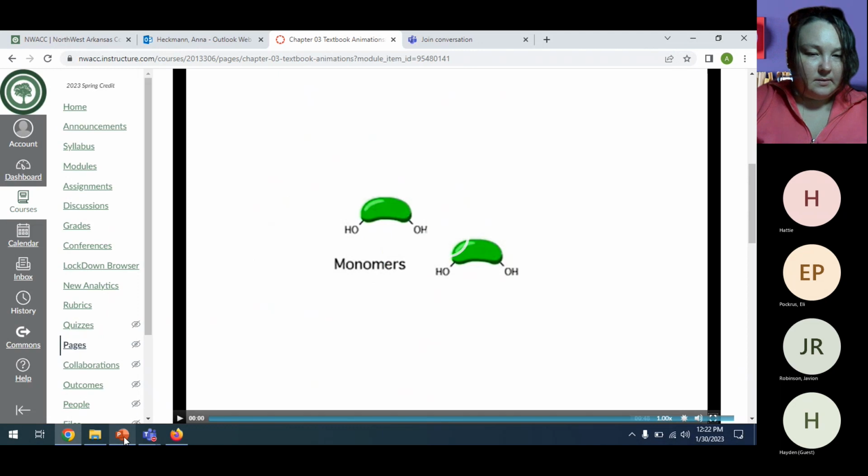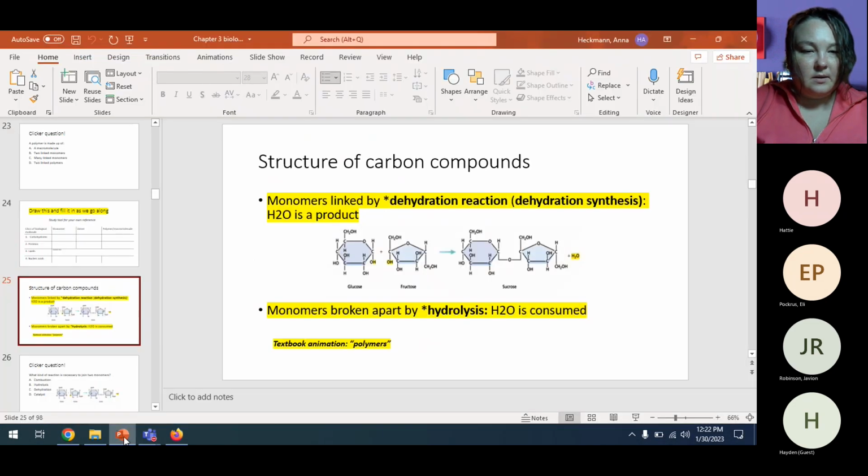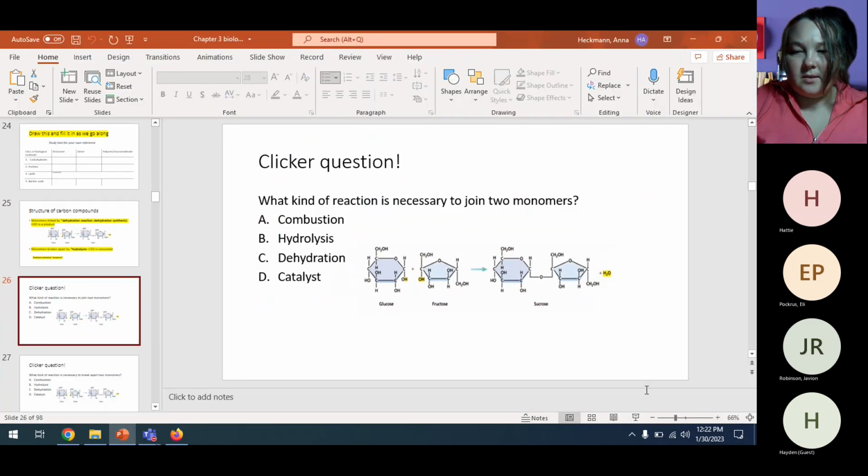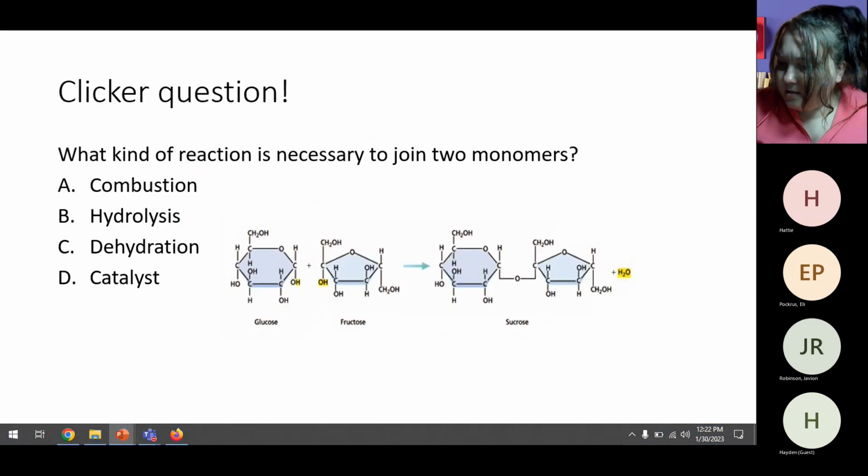All right. So here's our next clicker question. What kind of reaction is necessary to join 2 monomers? Yes! Everybody chose C, a dehydration reaction.